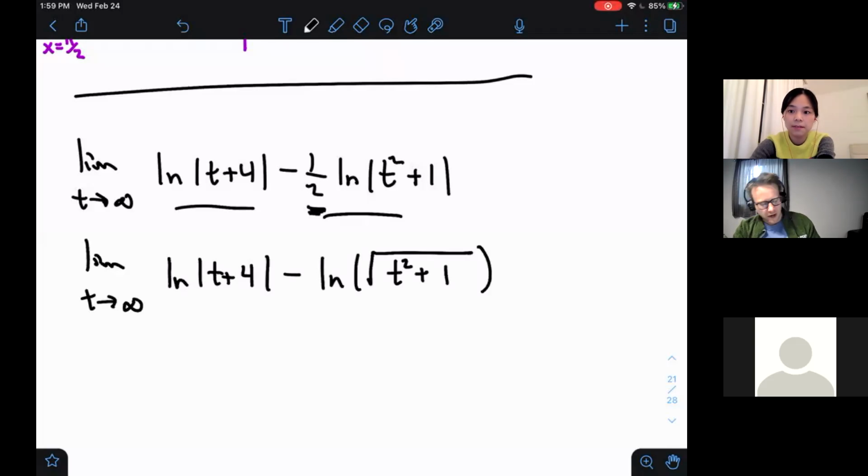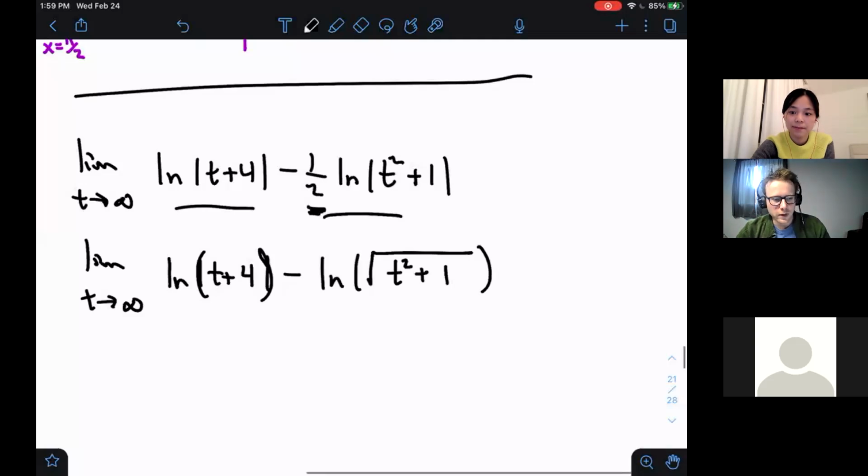Notice that I'm plugging in very large numbers, so really these absolute values aren't going to be doing a whole lot. I'm probably going to stop writing the absolute values because we're plugging in large t values as t goes off to infinity, like 1,000,000 or 1,000,000,000. All of this is going to be nice and positive.